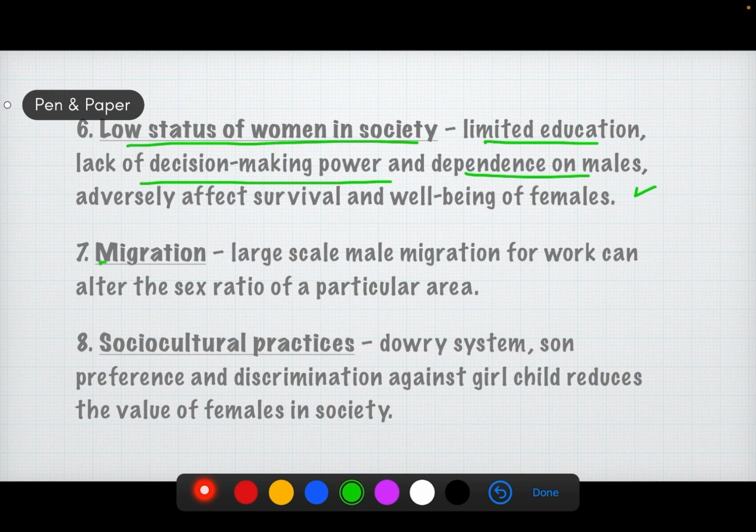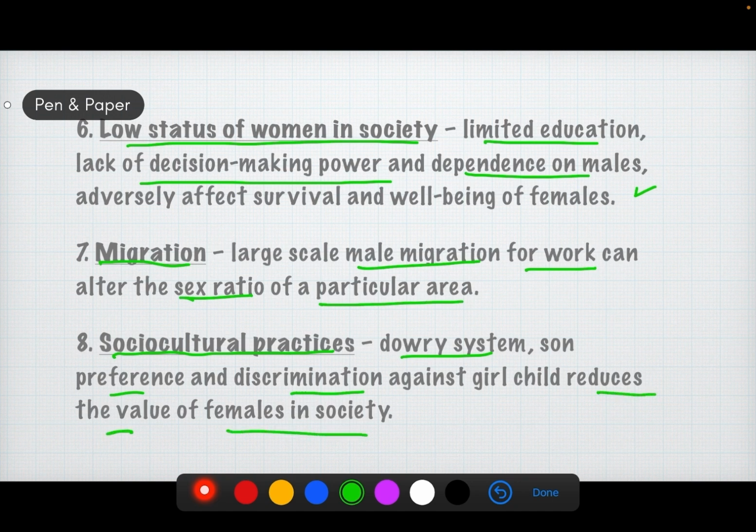Seventh factor is migration. Large-scale male migration for work can alter the sex ratio of a particular area. Eighth, socio-cultural practices. Dowry system, son preference and discrimination against the girl child reduce the value of females in society.